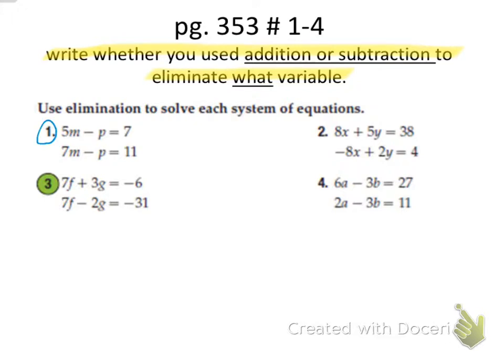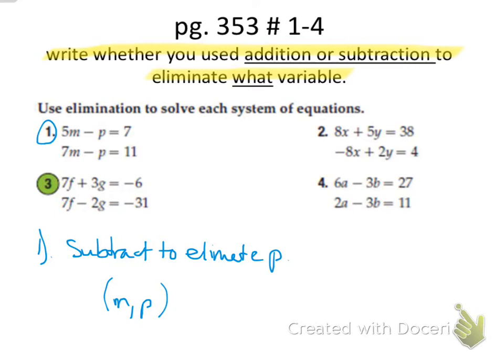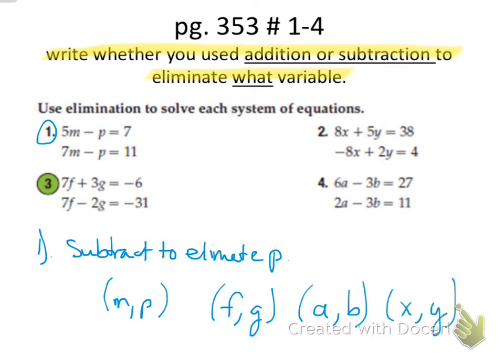Are we going to do addition or subtraction in number 1? In number 1, we are going to subtract to eliminate p, and then go ahead and solve the equation for m and p. Now, the other thing that's going to be tricky here is the m's and the p and which order to write it in your parentheses, but it's just alphabetical order. M comma p, f comma g, a comma b, x comma y. Okay? That'll make your lives easier.